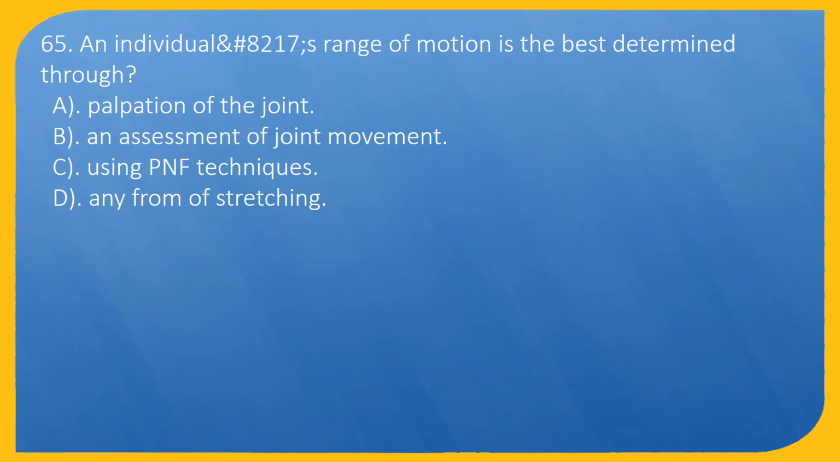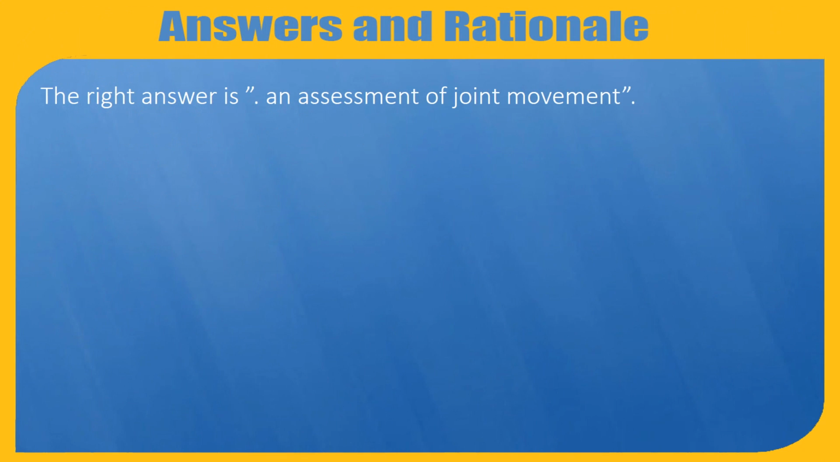Question 65. An individual's range of motion is best determined through A. Palpation of the joint. B. An assessment of joint movement. C. Using PNF techniques. D. Any form of stretching. The right answer is an assessment of joint movement.